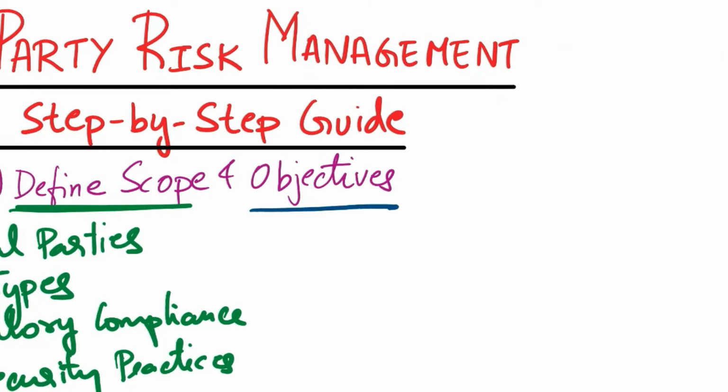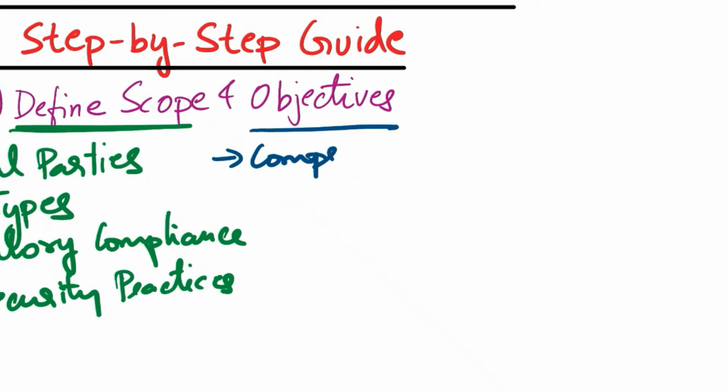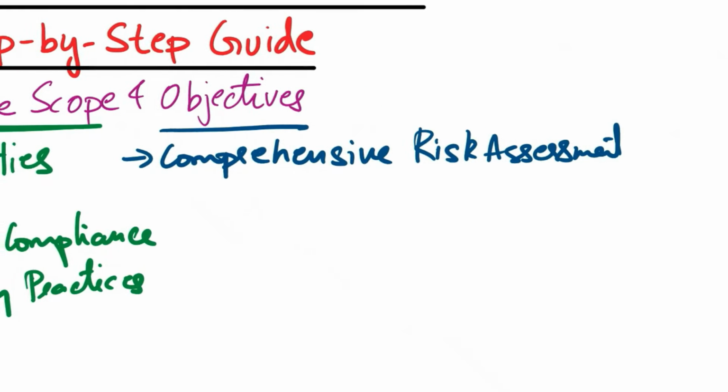Objectives in TPRM articulate the specific, measurable, and achievable goals that the program aims to accomplish. These objectives provide a clear direction for the TPRM team, guiding their efforts to effectively identify, assess, and manage risks associated with external partners. Let's see some of the key components of defining objectives in TPRM. First one, comprehensive risk assessment. Specify the goal of conducting a thorough risk assessment for external partners, evaluating their cybersecurity controls and overall risk posture.